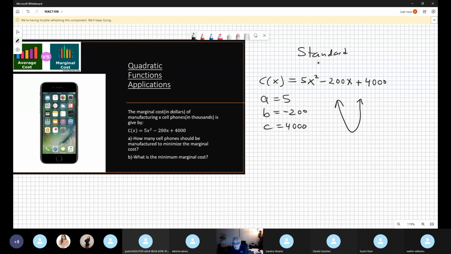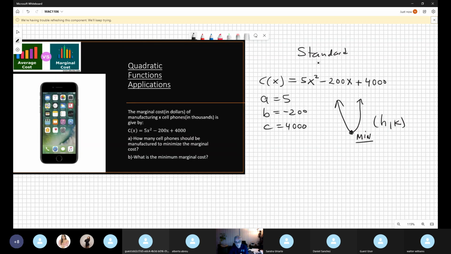Therefore, the vertex is always used to optimize, and it is a minimum. I need to find how many cell phones you need to manufacture to create this minimum cost. The second question is, what is the minimum cost? So I need to find h and k. The vertex has two components, h and k. In this specific word problem, h is cell phones in thousands and k is the money in dollars.